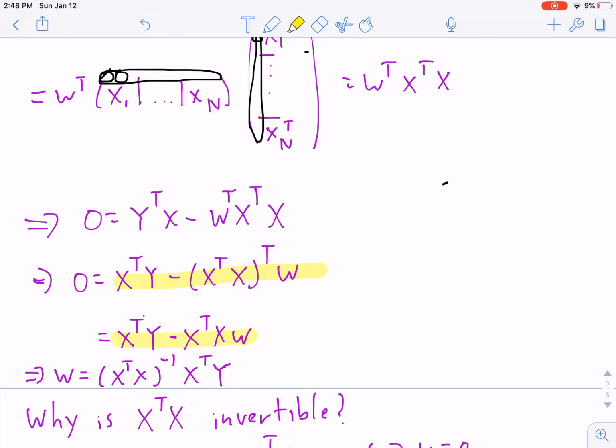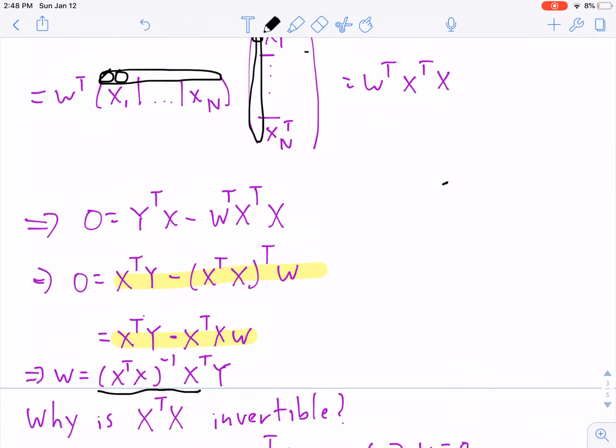Great. So now we can solve for w by adding X^T X w to both sides and then multiplying by the inverse of X^T X. And that gives us our solution. Note here that this part, the (X^T X) inverse times X^T, is usually referred to as the Moore-Penrose inverse.